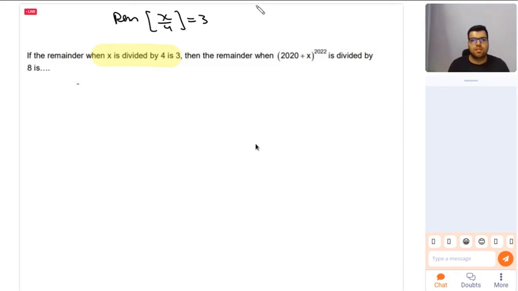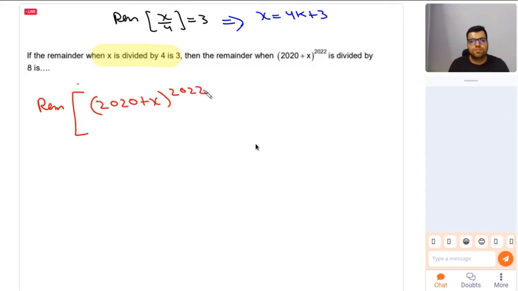This implies I'm in no mood to use binomial. I will just use my remainders concept. So here I can say x is something which is of the form 4k plus 3. Okay, x is something of the form 4k plus 3. Okay, what we are asked is the remainder of this value, 2020 plus x raised to power 2022, divided by 8.